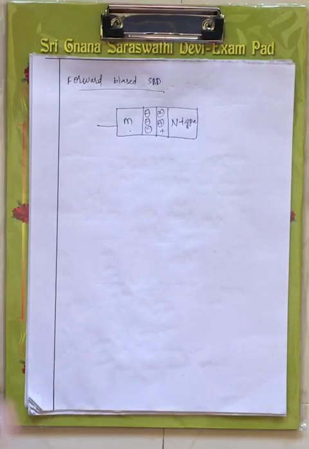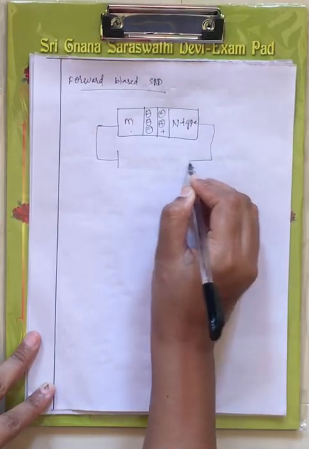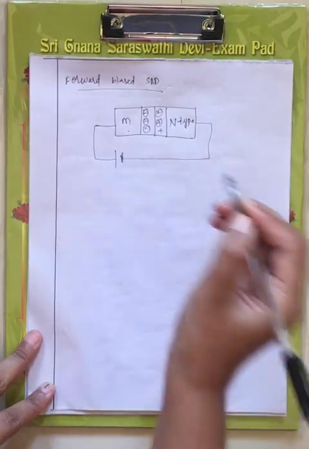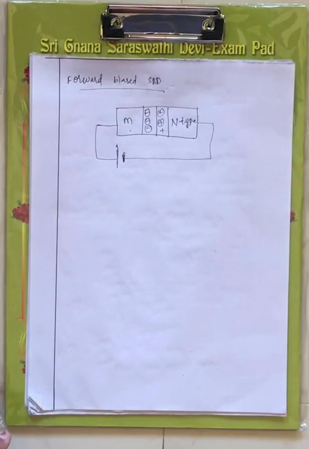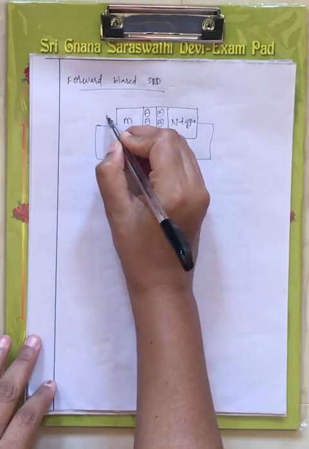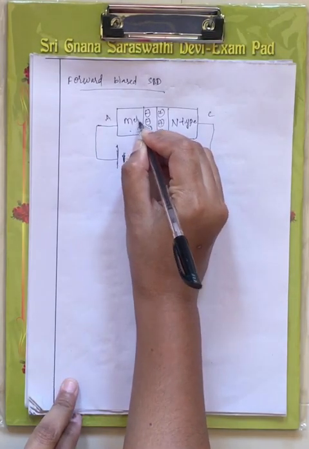Now under forward bias, anode is connected to the positive terminal of the battery and cathode is connected to the negative terminal of the battery, right? Now here you have anode and here you will have cathode. Anode is connected to the positive terminal of the battery and cathode is connected to the negative terminal of the battery, and that results in forward biasing of the diode, right? Now this is nothing but metal, right?